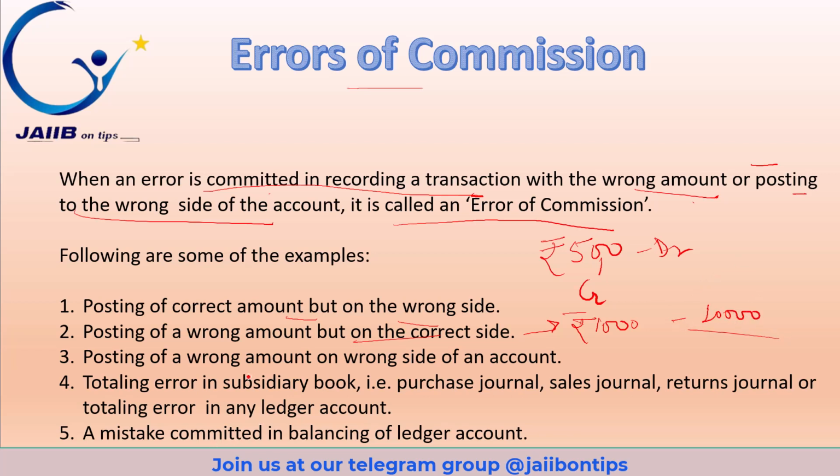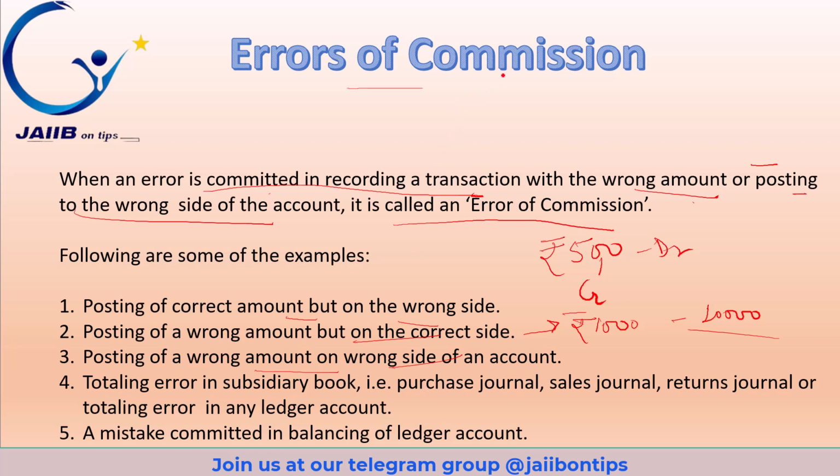Third one is posting of a wrong amount on the wrong side of the account. So this error combines the previous two. Both the side and the amount are incorrect. For example, a company sells goods for 800 but it is recorded as a credit in the sales account with the incorrect amount of rupees 80.